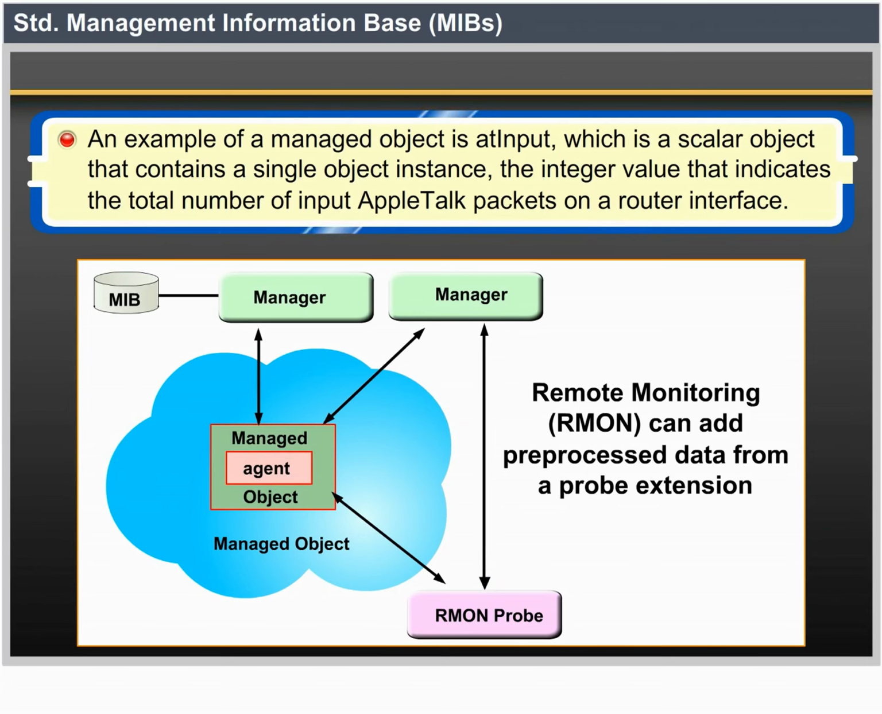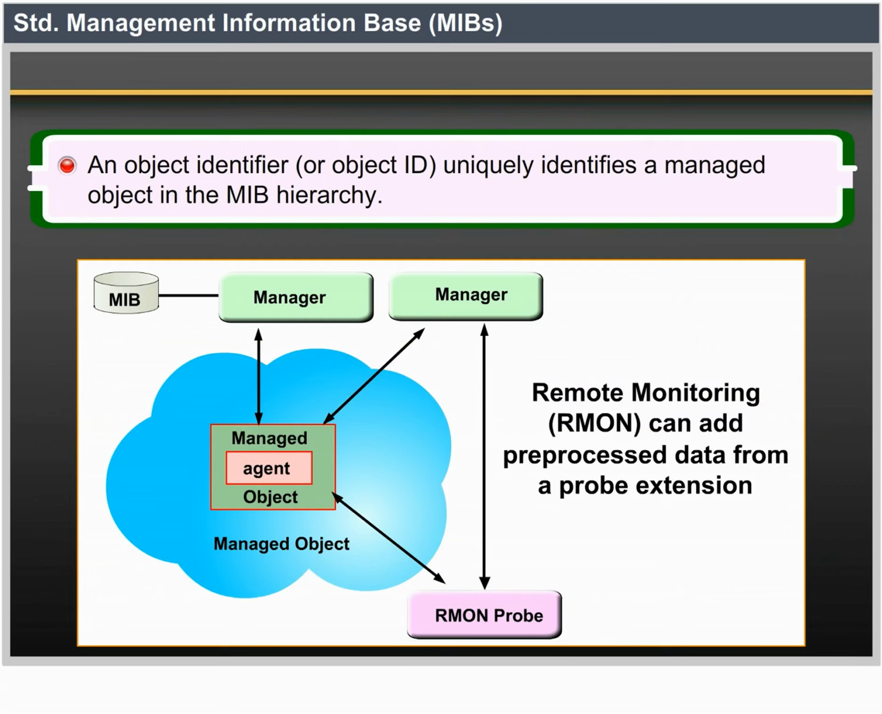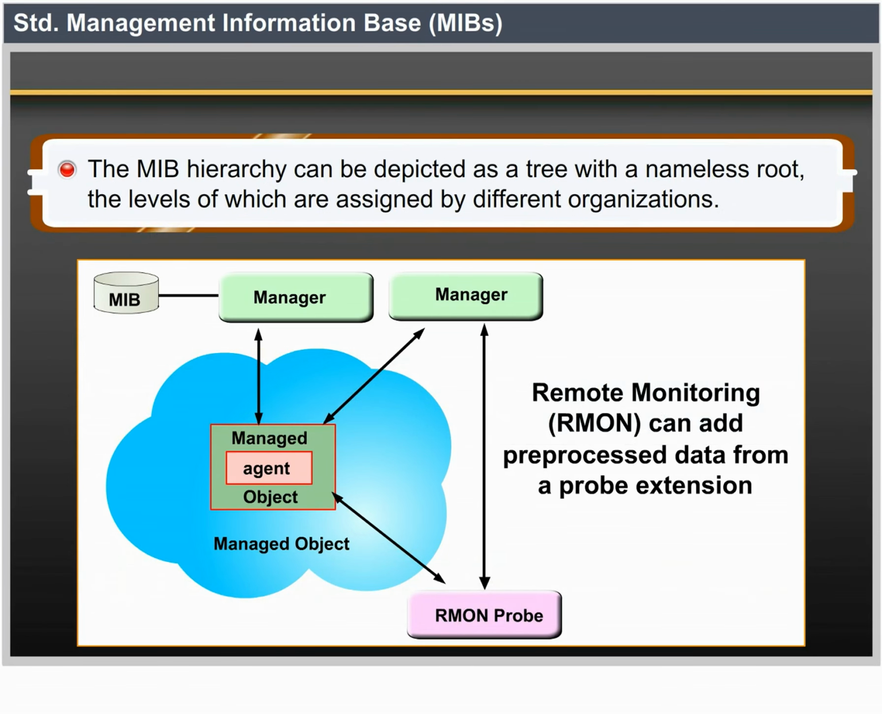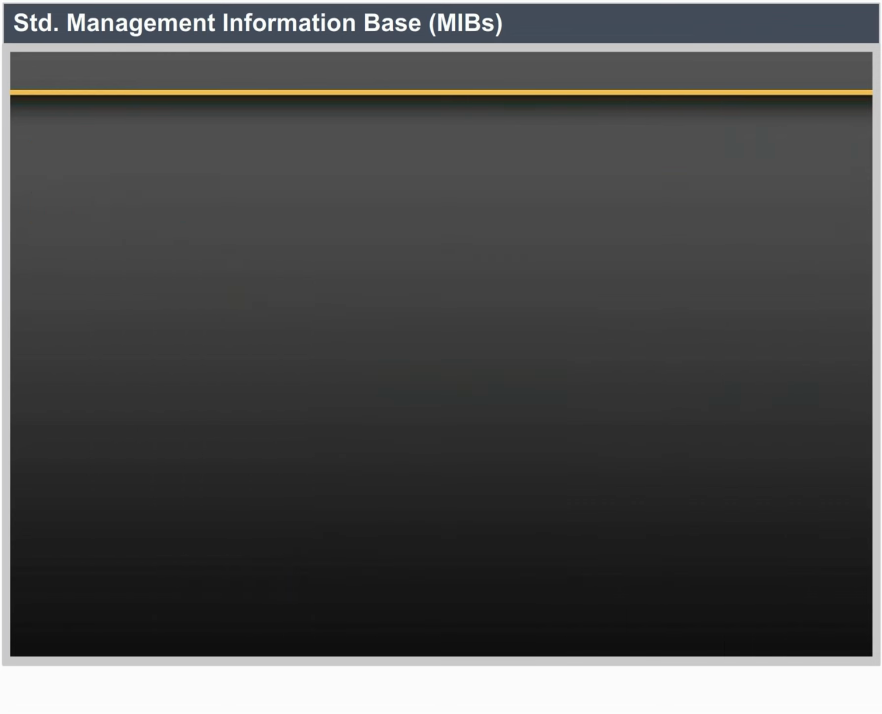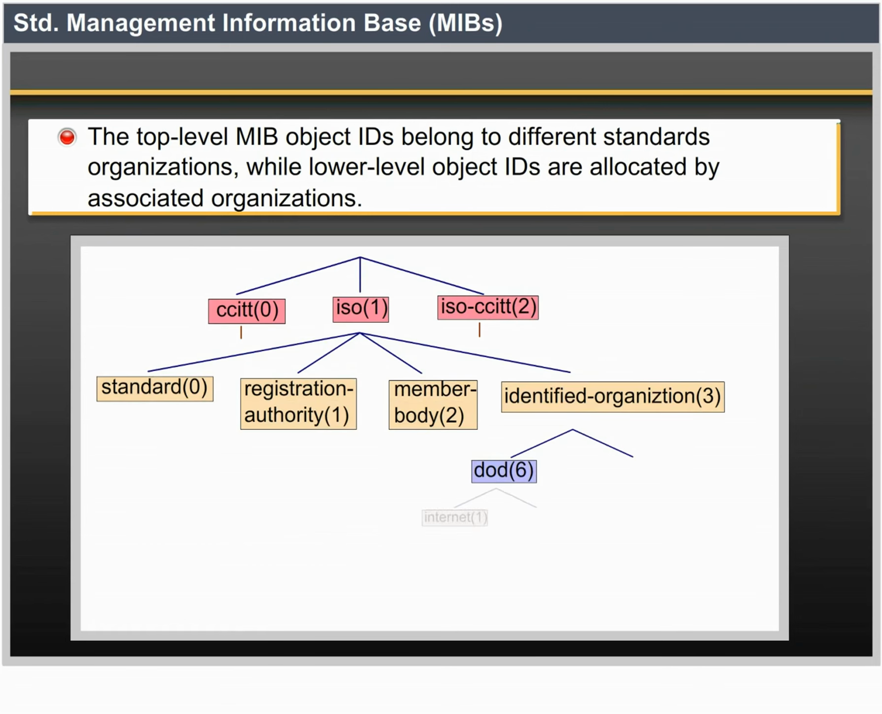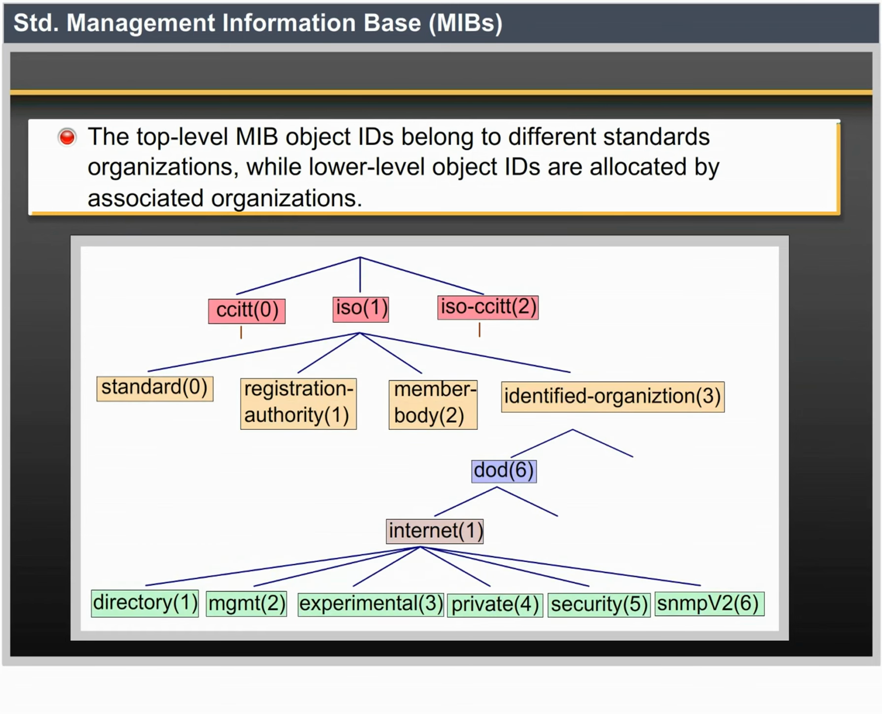An object identifier or object ID uniquely identifies a managed object in the MIB hierarchy. The MIB hierarchy can be depicted as a tree with a nameless root, the levels of which are assigned by different organizations. The top-level MIB object IDs belong to different standards organizations, while lower-level object IDs are allocated by associated organizations. Vendors can define private branches that include managed objects for their own products.